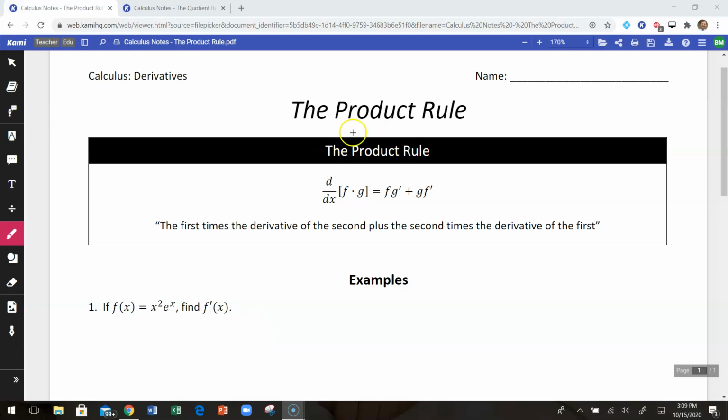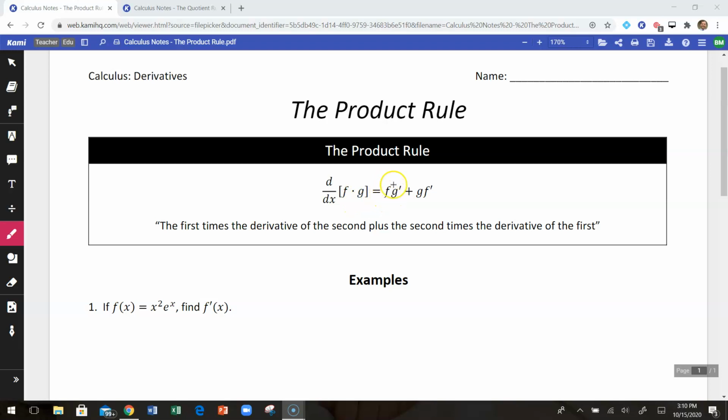This video discusses what is called the product rule. So what you want to look for here is if you are doing the derivative of the product of two functions, you need to be able to first identify what those two functions are that are being multiplied. And then it goes like this.